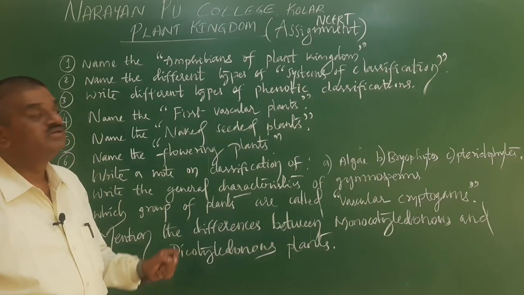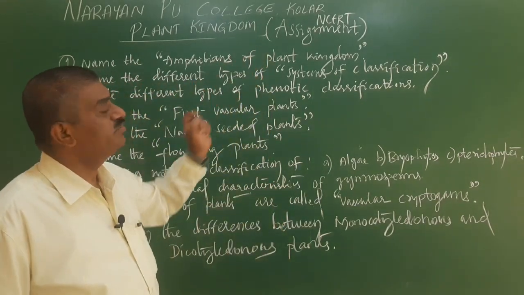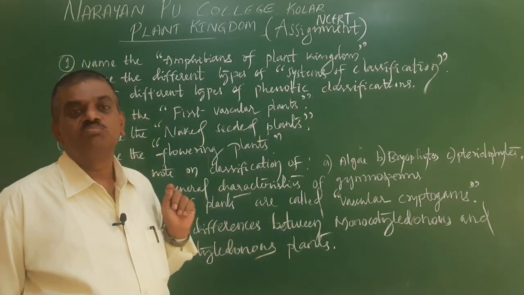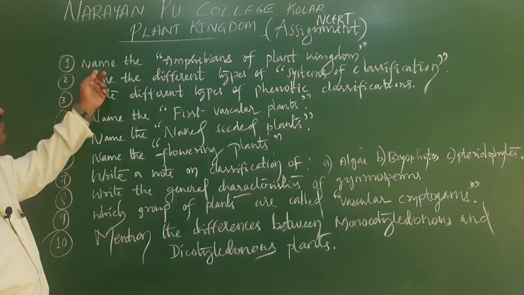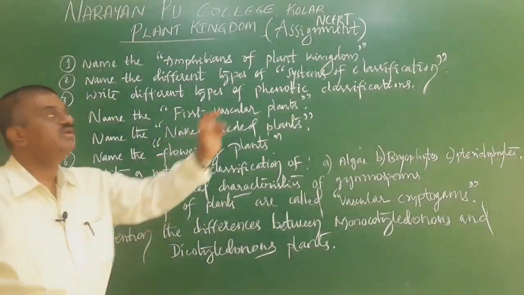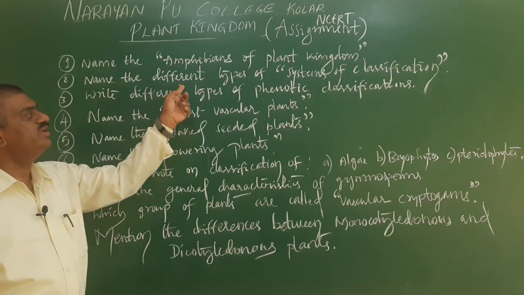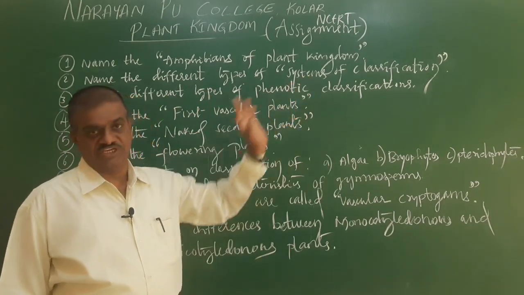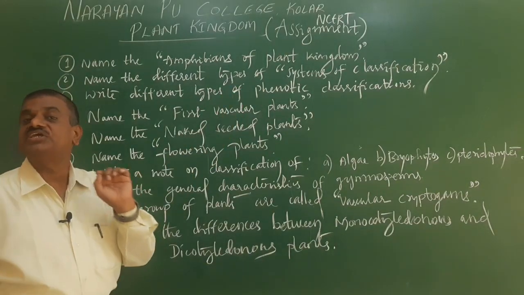So we'll start with the assignments. Here the NCERT assignments are given in this chapter. You are going to write this in a separate blue book and submit. The first question is, name the amphibians of the plant kingdom, and the second question is, name the different types of systems of classification.